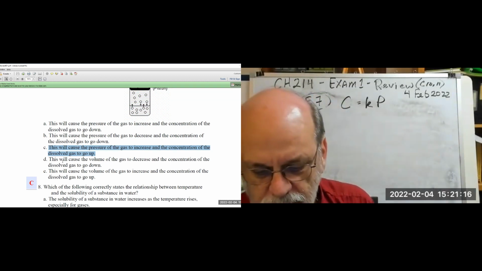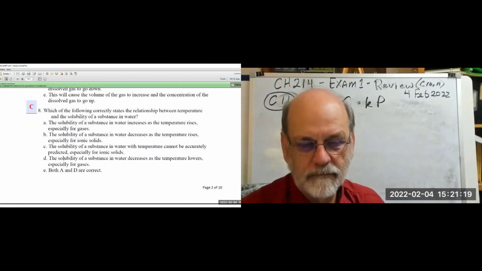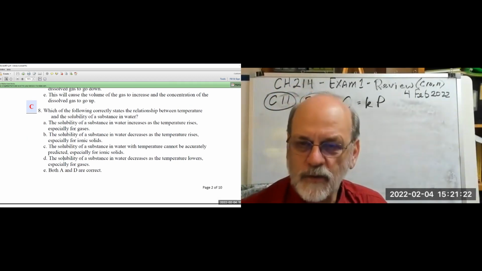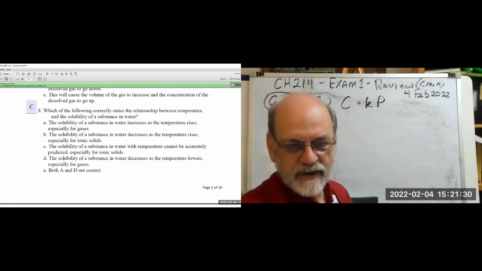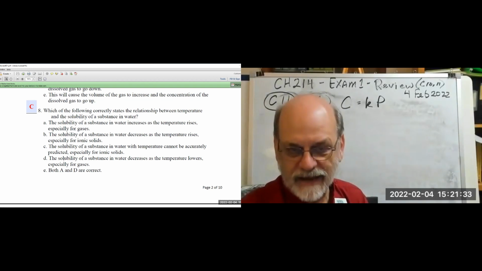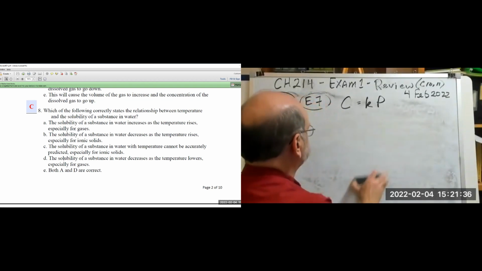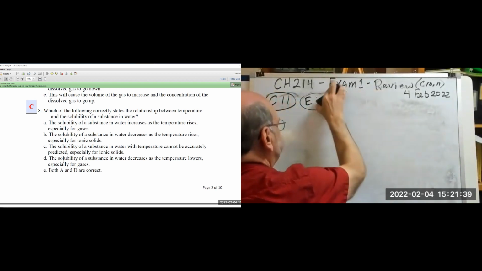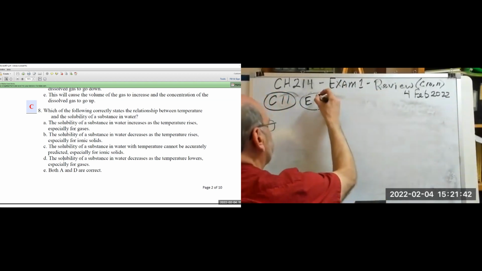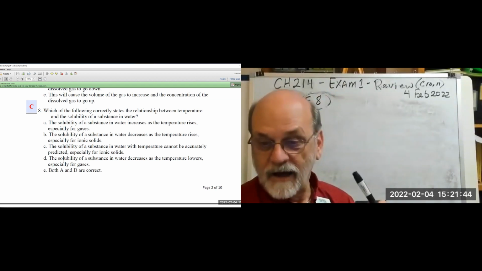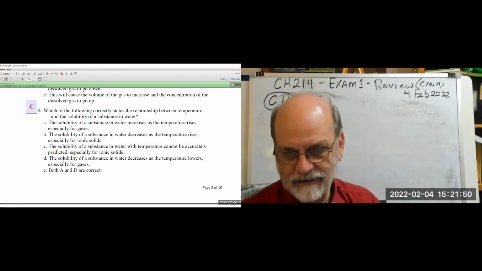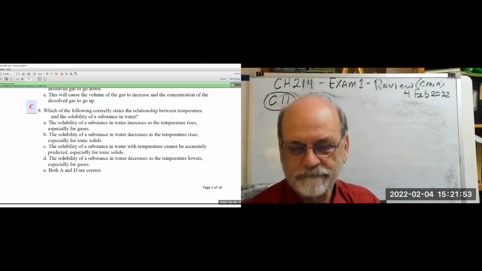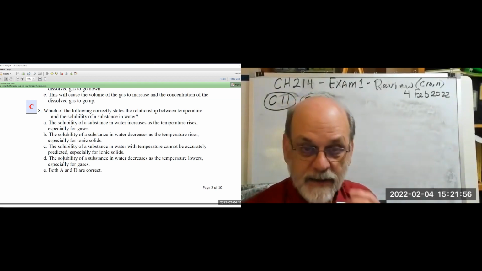All right. 8. Which of the following correctly states the relationship between temperature and the solubility of a substance in water? What do we know about the solubility of anything in a solvent? What we know is there are general trends, but we cannot predict with certainty any specific example. All right, keep that in mind as we read the statements.